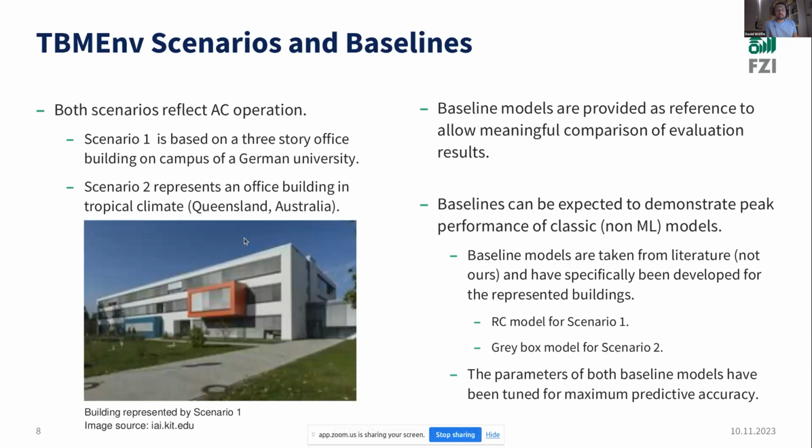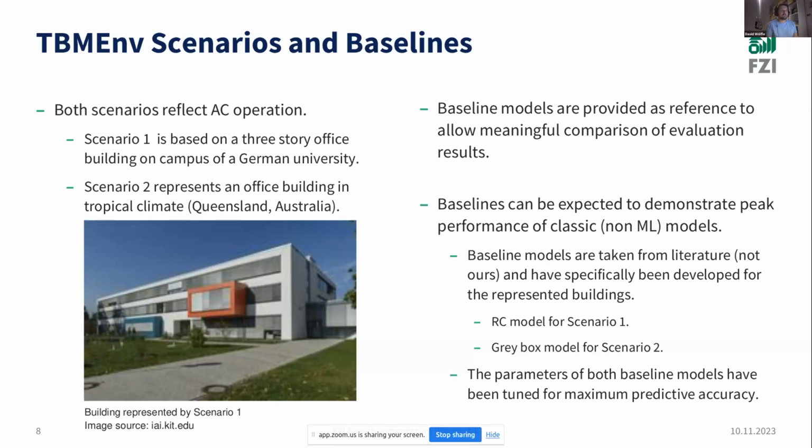Something about the scenarios and the baselines. We have implemented 2 scenarios. One is built on a 3-story office building on campus of a German university. You guess which one, I think. Scenario 2 represents an office building in tropical climate, that is in Australia. And we have not only implemented the scenarios and the logic to evaluate those, but also 2 baseline models. The baselines are considered, or should be, a strong baseline as reference to allow meaningful comparison of evaluation results. So it should be something like a challenge to beat.